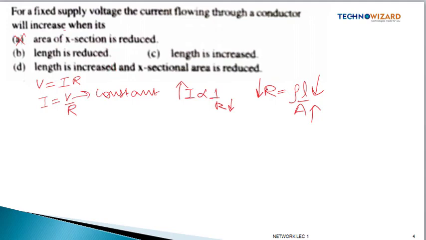Length is reduced. Okay, so this option is right because we have to decrease the length. Length is increased, wrong. Length is increased, and this option is also wrong. So for this question, option B is correct.